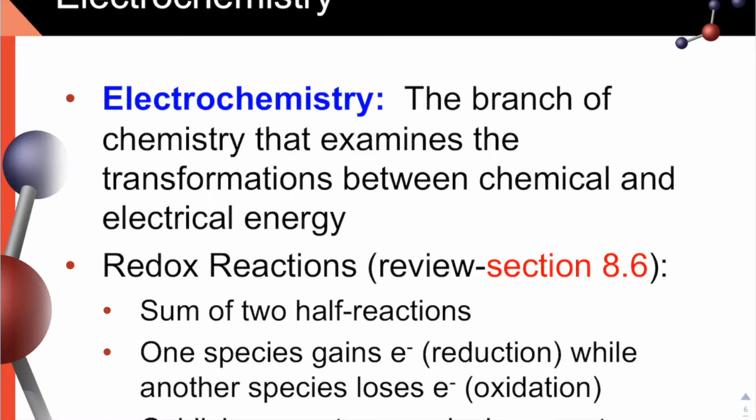And this is a basic introduction to electrochemistry. What is electrochemistry? Well, basically the branch of chemistry that examines the transformation between chemical and electrical energy. And it's those redox reactions. They are in section 8.6 that you'll need to review.